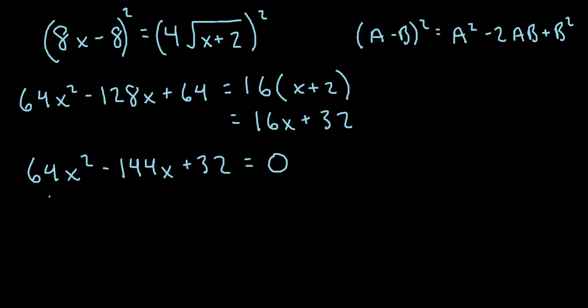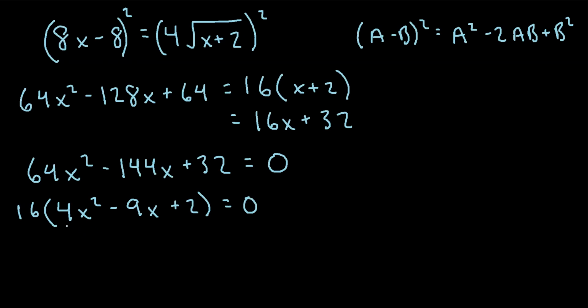So now that we're here, we can start by factoring out a 16. So if we pull out a 16, we're left with 4x squared minus 144 divided by 16 is 9, so that's 9x. And then 32 divided by 16 is 2. So we have plus 2 is equal to 0. All right, so remember, we're trying to solve for x.